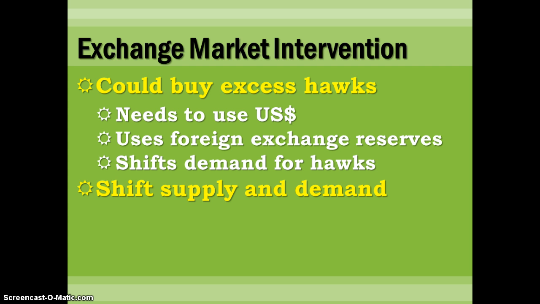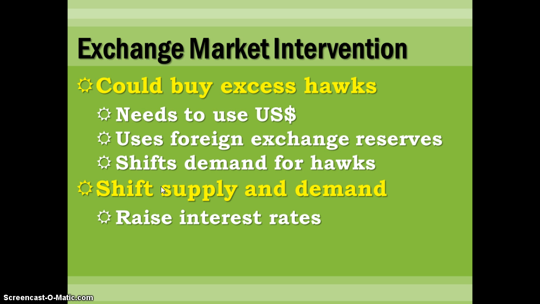They could also try and shift and manipulate the supply and demand of hawks. One thing they could do is raise the interest rate. So Matatopia's central bank could decide to sell government securities, government bonds or T-bills. By selling those bonds, they are taking money out of the money supply and causing interest rates to rise.